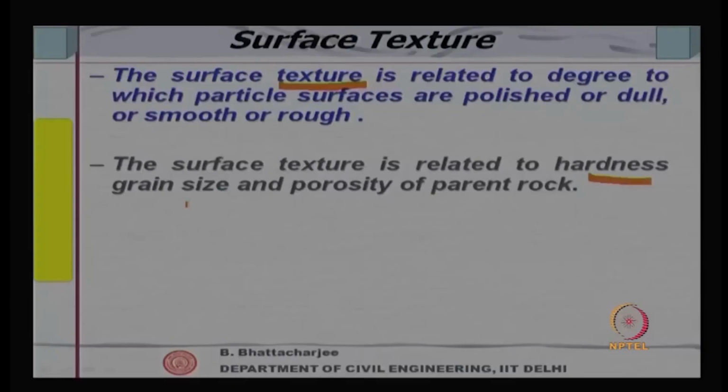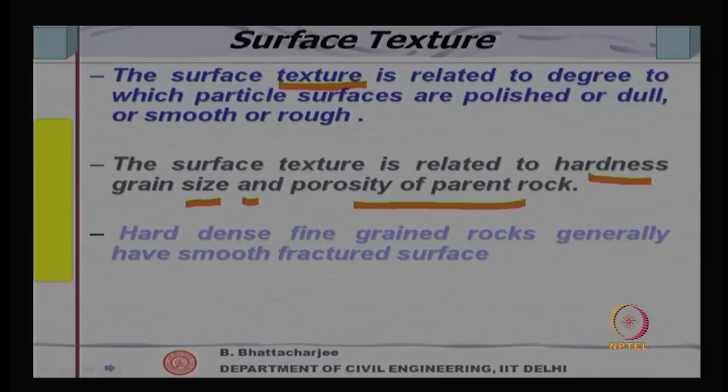It depends upon the hardness of the grain, the size of the grain and the porosity of the parent rock. A porous rock will always have a honeycombed surface texture. Hard, dense, fine grained rocks generally have smooth fractured surfaces, because fine grains will go away, but if it is hard, not many can go away. So, you are likely to have generally smooth surfaces.